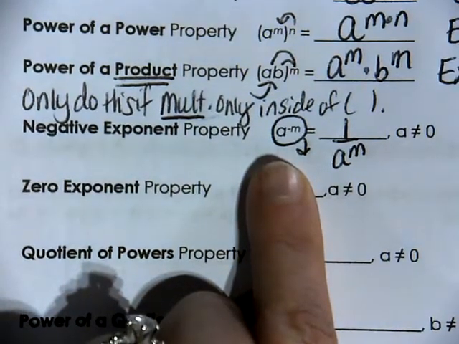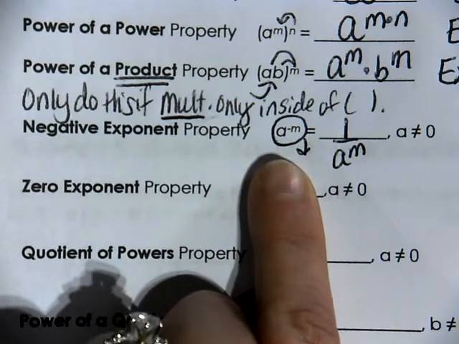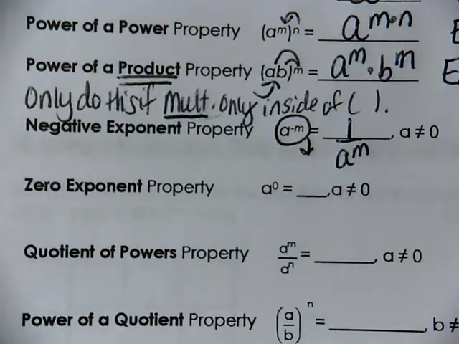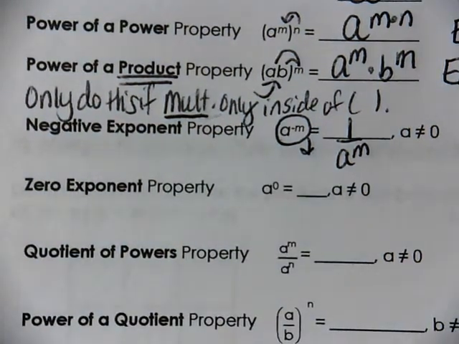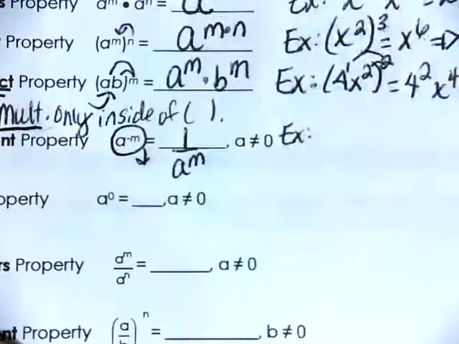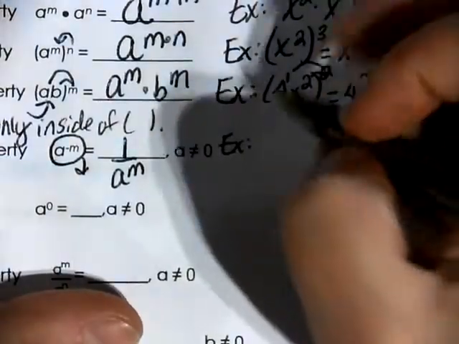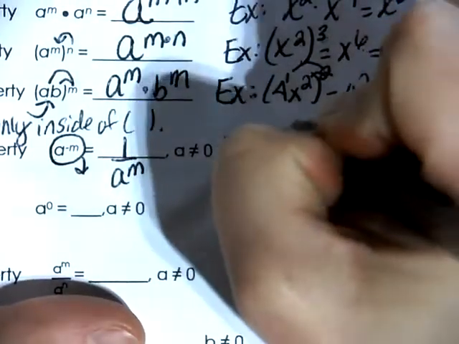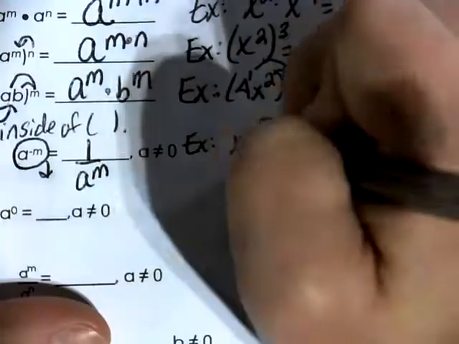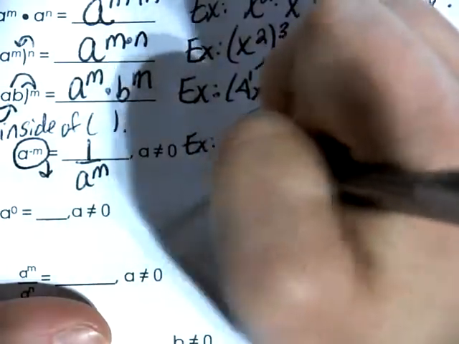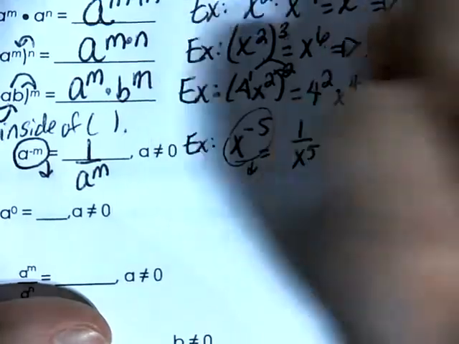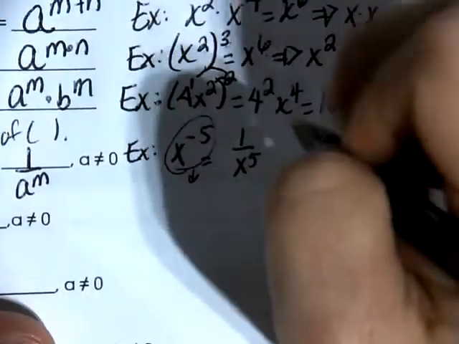The same thing is true if we had a negative exponent on the bottom. Negative exponents are not happy where they're at, so you have to write the reciprocal of that base. And I have 2 examples for you for this type of problem. The first one is going to be x to the negative 5th power. X to the negative 5th power is not happy where it's at, so we bring it down to make it 1 over x to the positive 5th power.